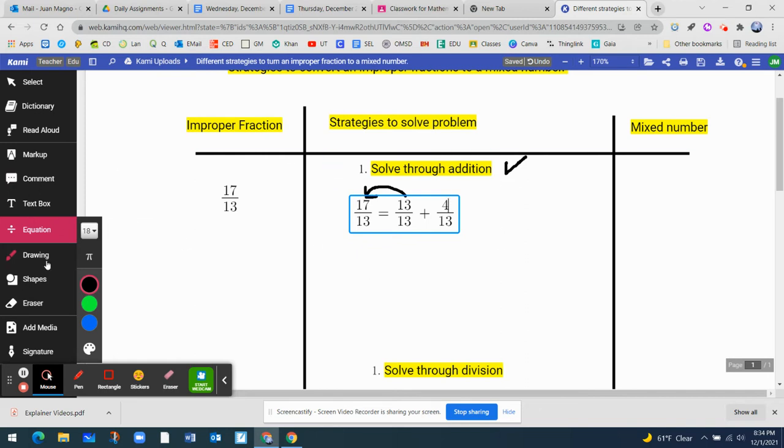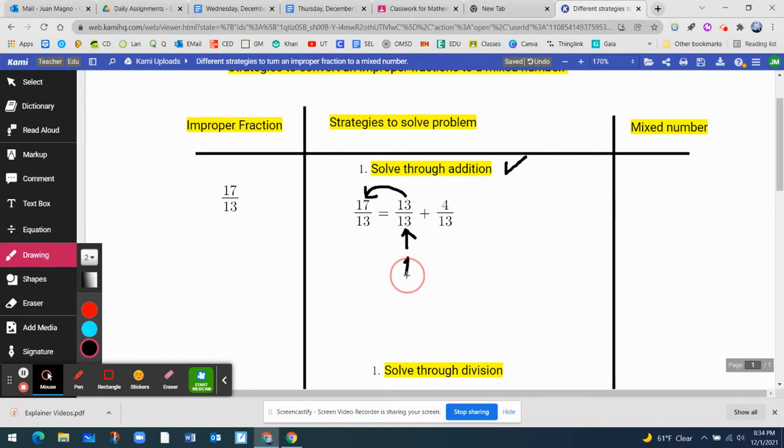So what you're going to do now, you're going to grab these 13/13 and convert them into a 1, because when you do that division, 13 divided by 13 equals 1. Now you have the 4/13 left, which is the remainder. When you place those two numbers together, you have created a mixed number because it has a whole number and also a fraction. Okay, and that will be the mixed number.